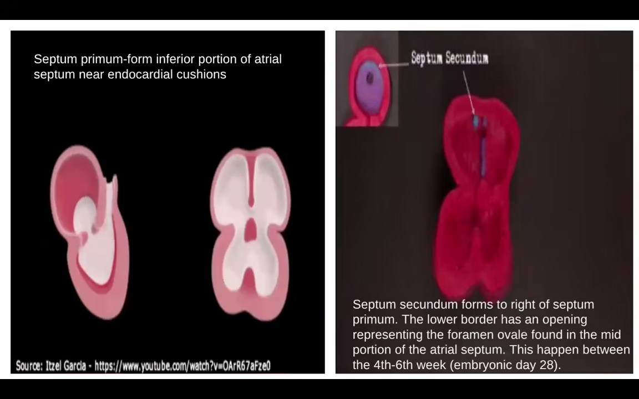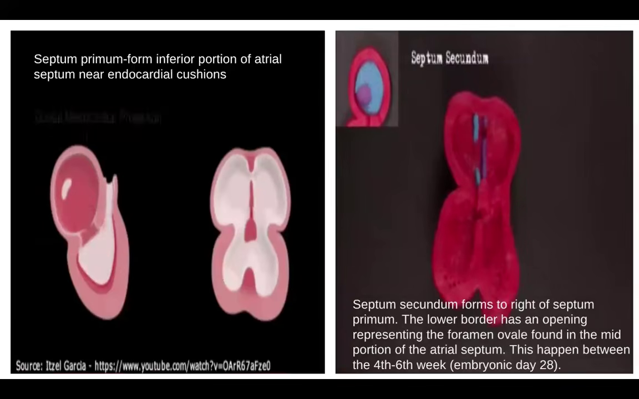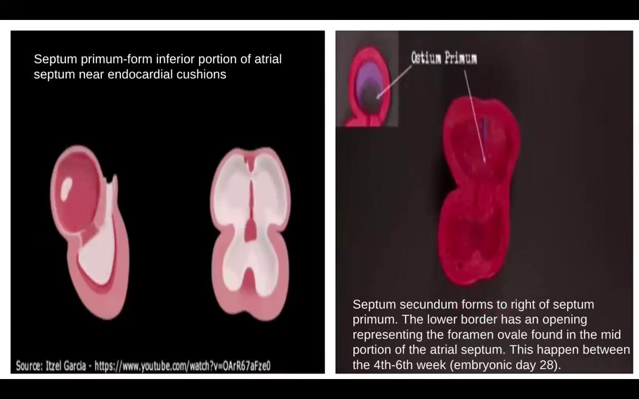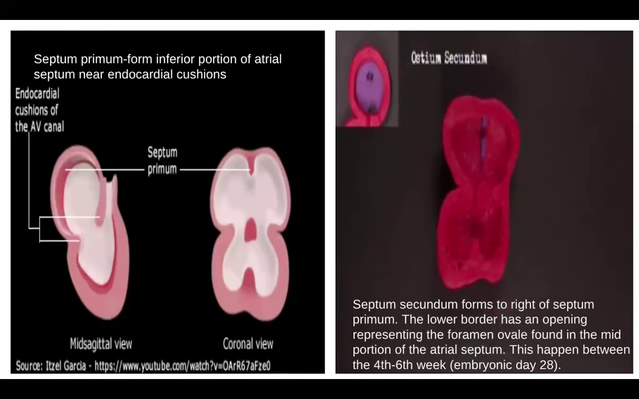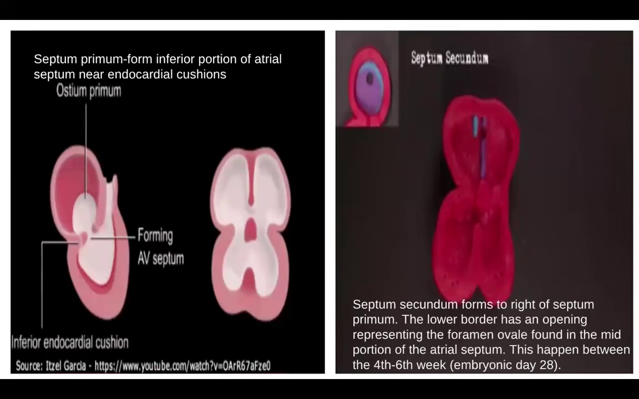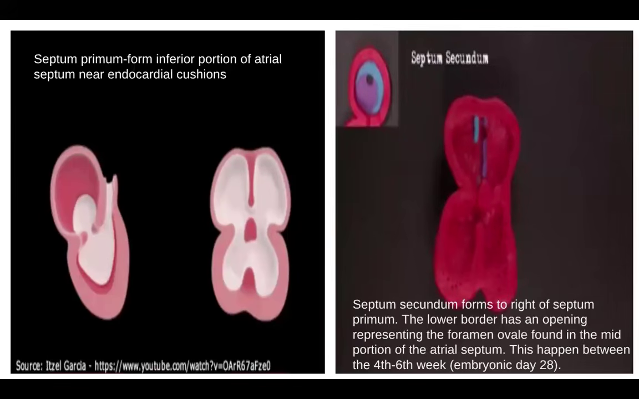Now, the lower portion there has an opening, which is normally there for the fetal circulation, and that's the foramen. That does not close until after delivery. And you can see where the blood is naturally flowing through the foramen from the right atrium to the left atrium. Go take a look at that again.